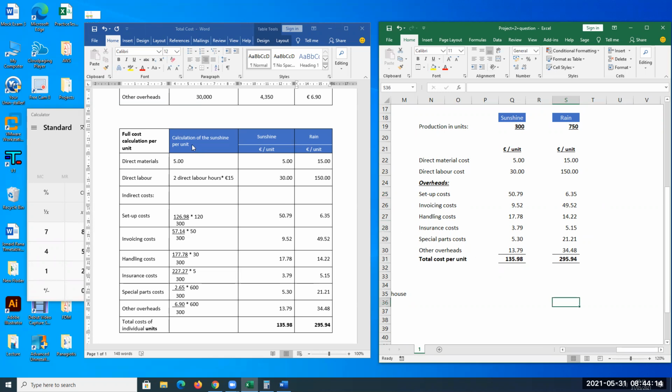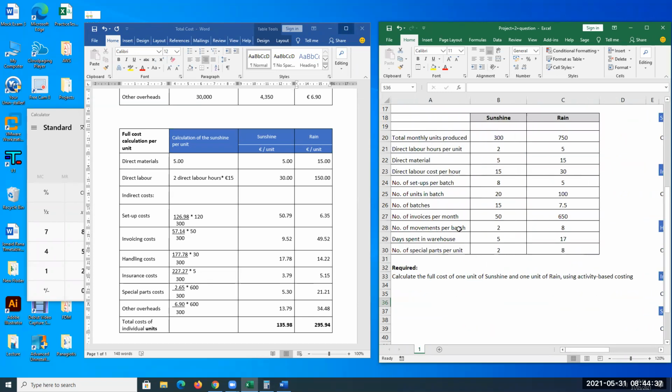But you need to show the calculations for sunshine per unit only. Only for sunshine, not for rain. Because if you show the sunshine per unit calculation, your rain calculation will be just like sunshine. So only this column is the calculation of the sunshine product per unit. Direct labor cost was already given in the question. Here is the direct labor cost, 5 euro. Direct labor hours, it said 2 direct labor hours multiplied by the rate, 15 euro. So 2 times 15, 30 euro total.